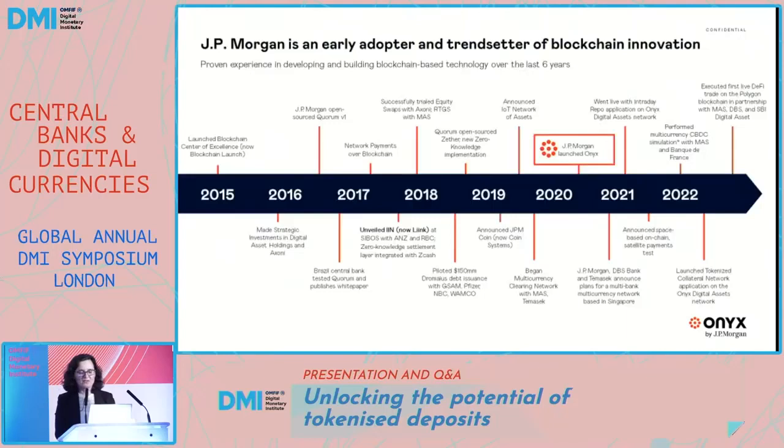I would like to finish with a quick overview of what we are doing at Onyx by JP Morgan. Onyx, as a business unit, was set up in 2020, but our history in blockchain goes further than that, even starting in 2015 when we launched our Blockchain Center of Excellence and we developed the Quorum system. And under Onyx, we focus on re-architecting the way we process movement of information, money, and assets.